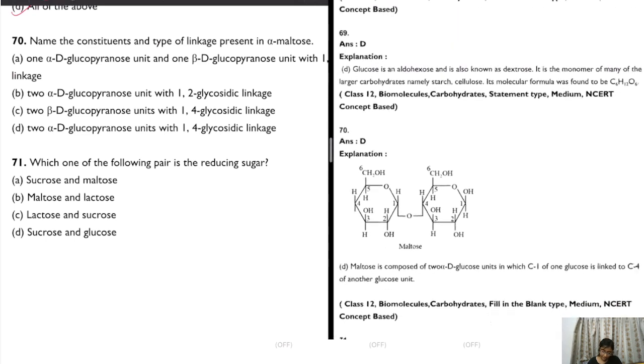This I already explained. Dextrose monomer. Okay. Now the next question. Name the constituents or type of linkage in alpha maltose.